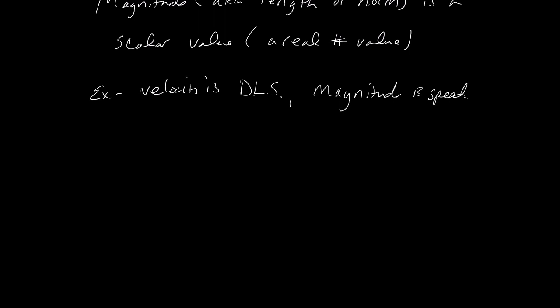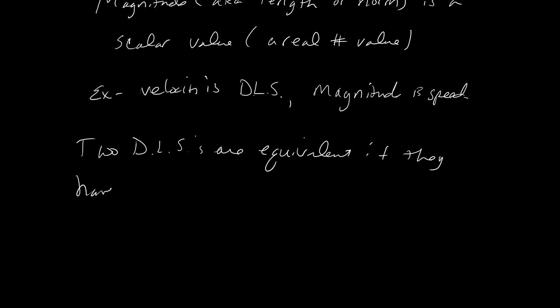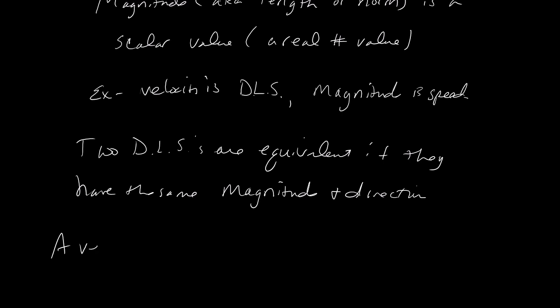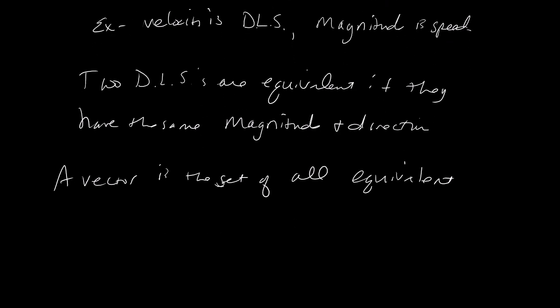In order to be equivalent, 2 directed line segments are equivalent if they have the same magnitude and direction. So that makes them equivalent. And a vector is the set of all equivalent directed line segments.